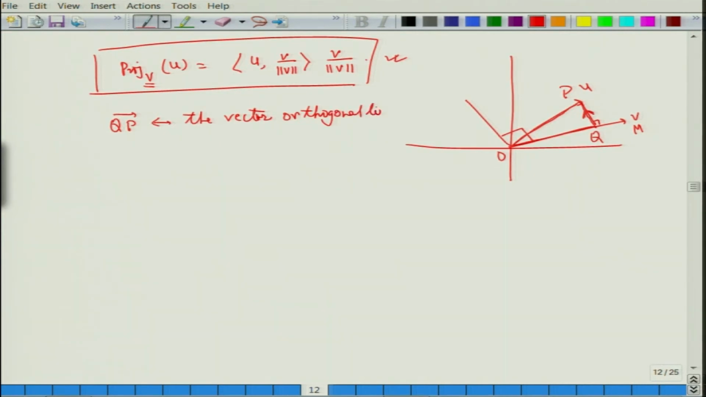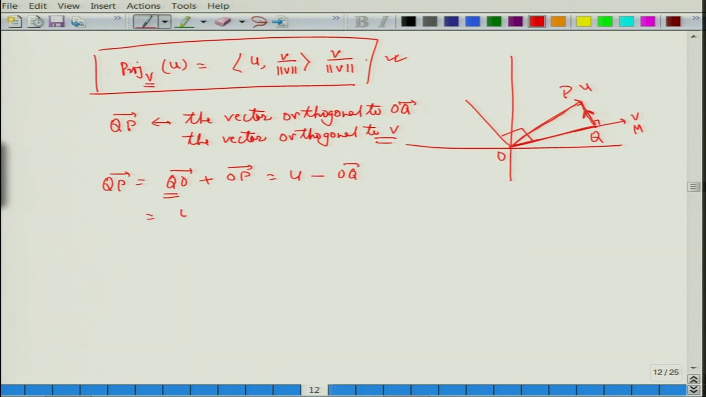orthogonal to OQ or the vector orthogonal to v, all right. Then QP by definition is equal to QO plus OP. OP is same as u for me, and this is same as minus of OQ, which is same as u minus u times v divided by length of v into v upon length of v.